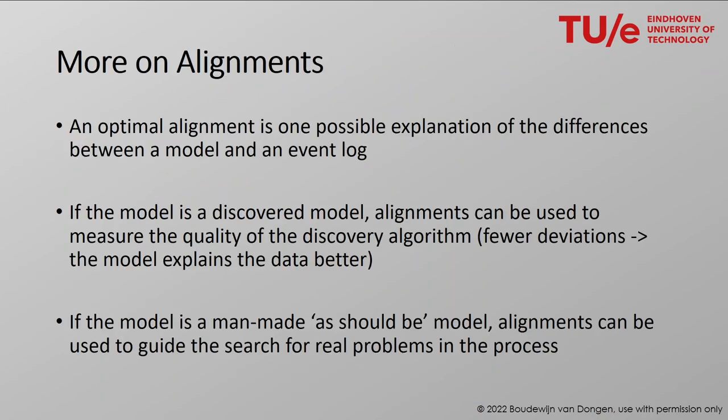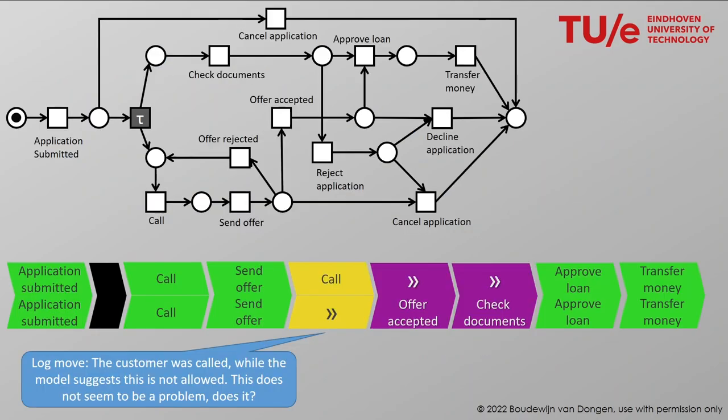So which of the two is the correct explanation? And how do you interpret that? This one we saw before. So what is a log move? A log move suggests the customer was called, it's in the data, but the model does not explain this. Doesn't seem to be a problem, right?